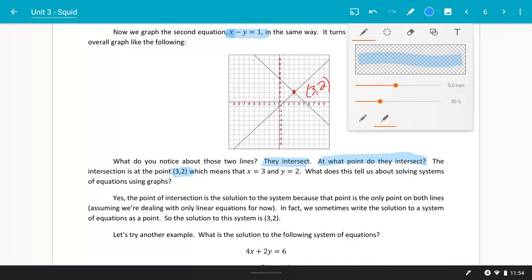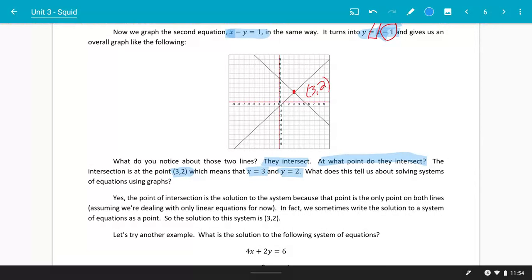Which means that x equals 3 and y equals 2. What does that tell us about solving systems of equations using graphs? Well, it tells us the point of intersection is the solution to the system, because that point is the only point on both lines. Assuming you're dealing only with linear equations for now, later we'll have other ones. In fact, we sometimes write the solution to a system of equations as a point. So the solution to this system is 3, 2.